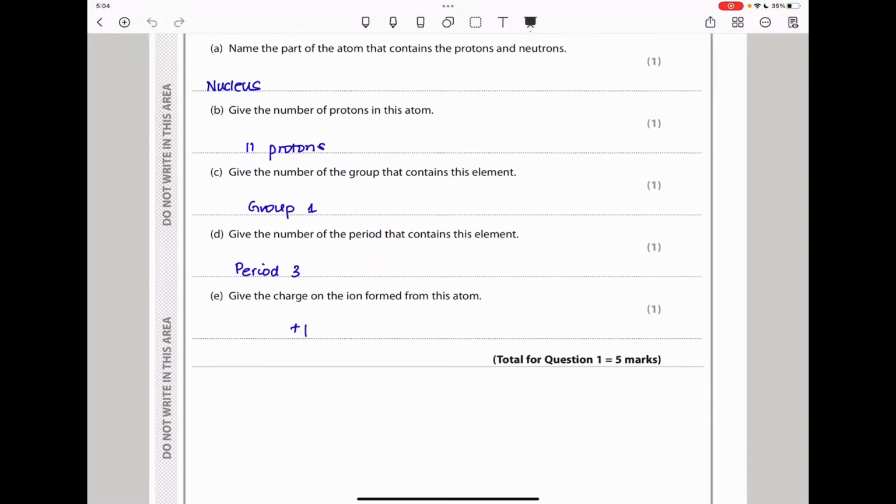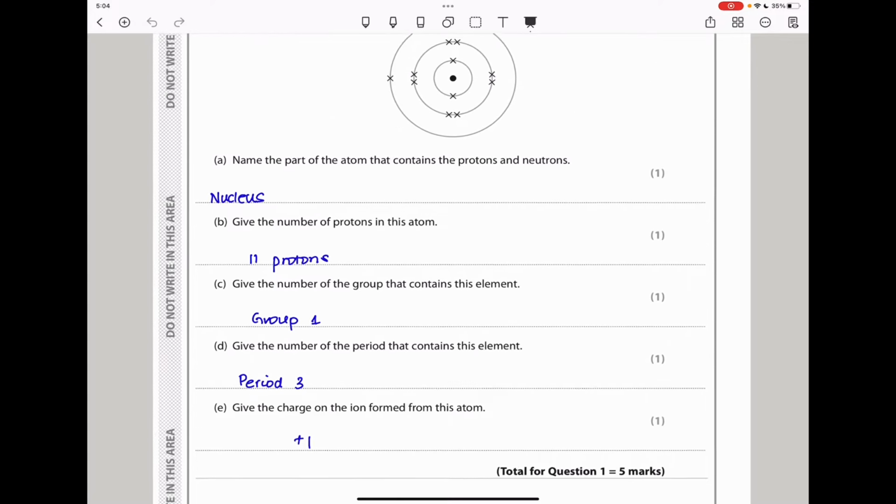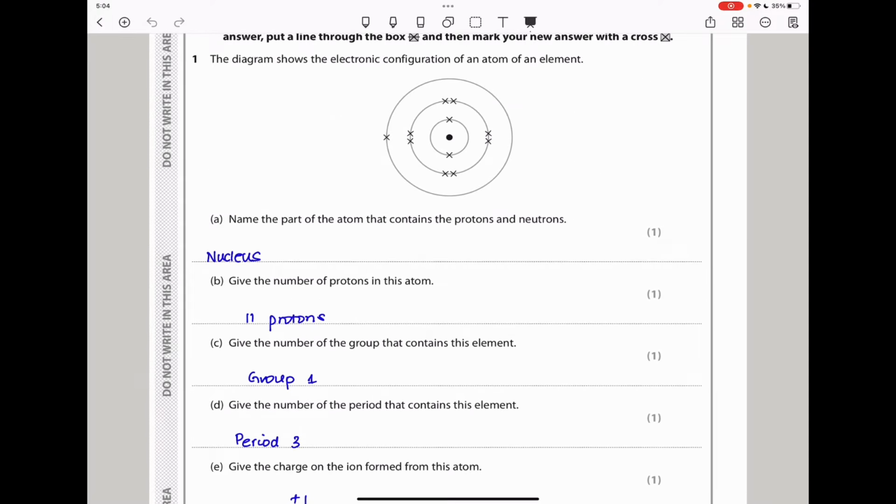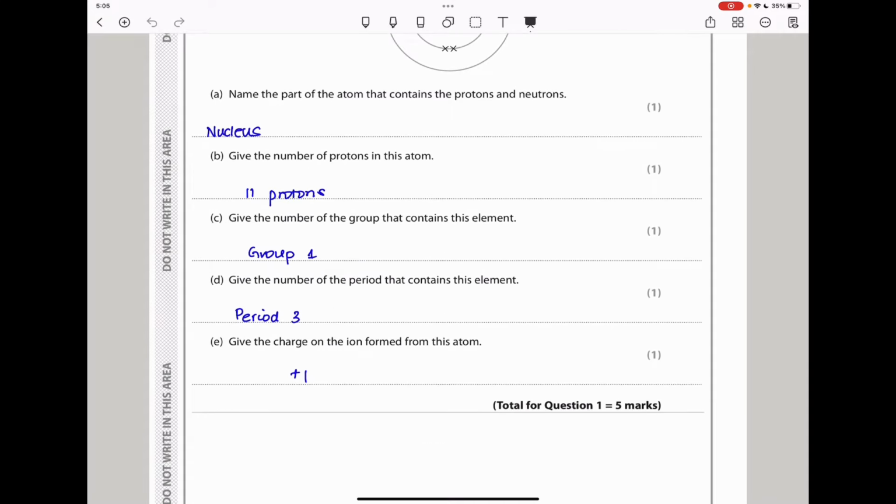So the next part says, give the charge on the ion formed from this atom. When this atom forms an ion, meaning a fully filled outer shell, it will lose 1 electron, and therefore it will have a +1 charge on it. This is the end of question 1. Let's continue to question 2.